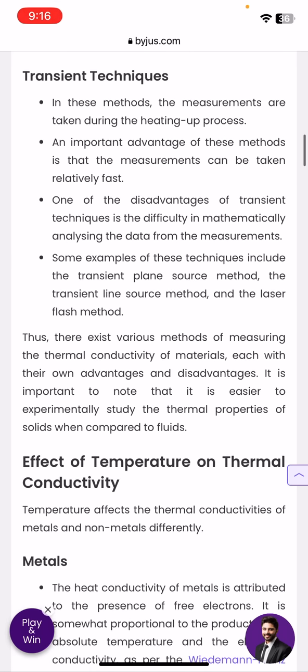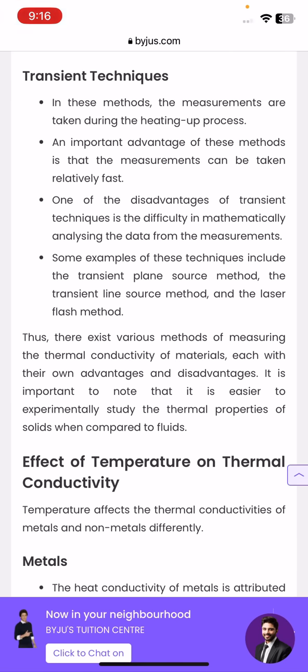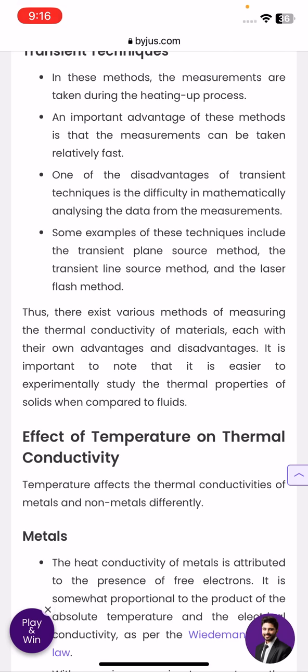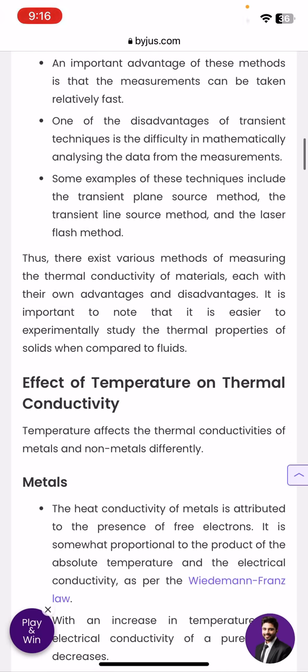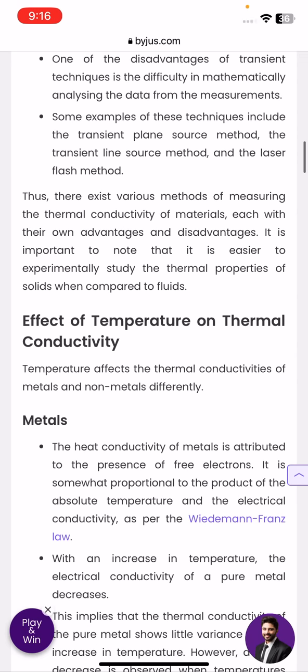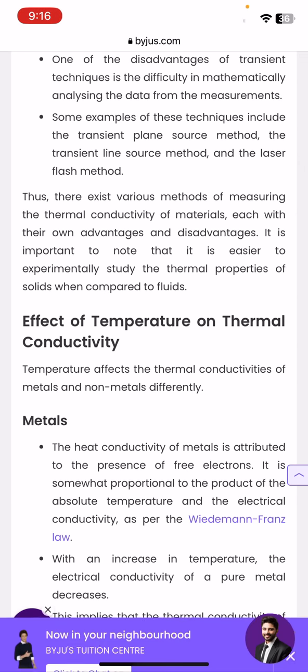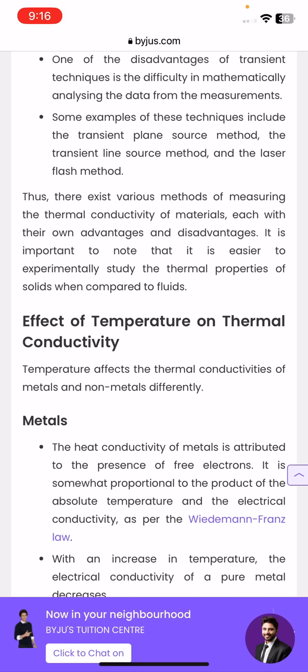Transient techniques. In these methods, the measurements are taken during the heating up process. An important advantage of these methods is that the measurements can be taken relatively fast. One of the disadvantages of transient techniques is the difficulty in mathematically analyzing the data from the measurement. Some examples of these techniques include the transient plane source method, the transient line source method, and the laser flash method. Thus, there exist various methods of measuring the thermal conductivity of materials, each with their own advantages and disadvantages.